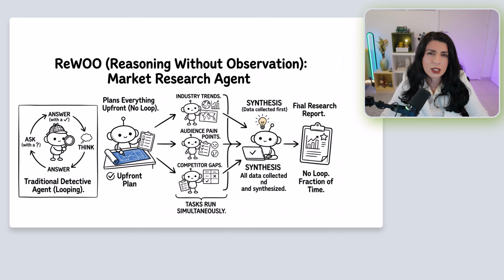Think of it like this. ReAct is a detective asking one question at a time. ReWOO is the detective who writes down every question first, sends 3 people to find the answers at the same time, then synthesizes everything at the end. This is pattern 2. Let's build it.